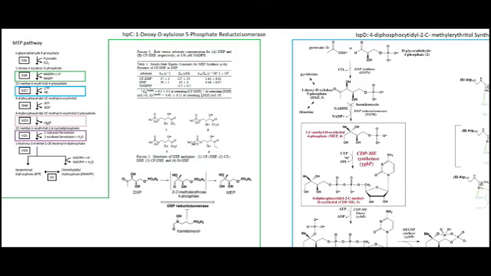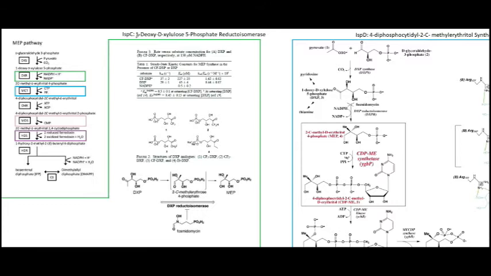I'm not going to go through every enzyme in painstaking detail. Once we get to things like glycolysis and the Krebs cycle in later videos, I will probably go through every enzyme in more painstaking detail, but I'm just going to look at a few sample enzymes here. And so first we can look at this IspC.